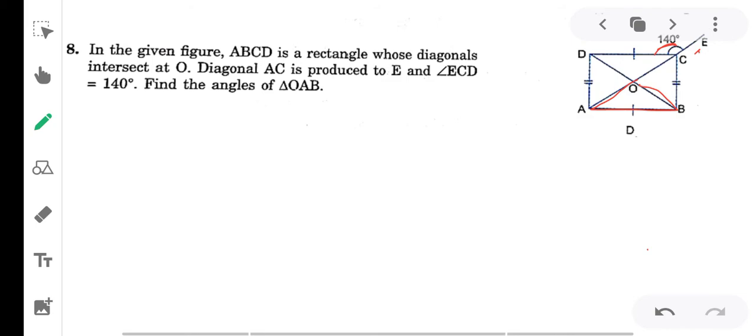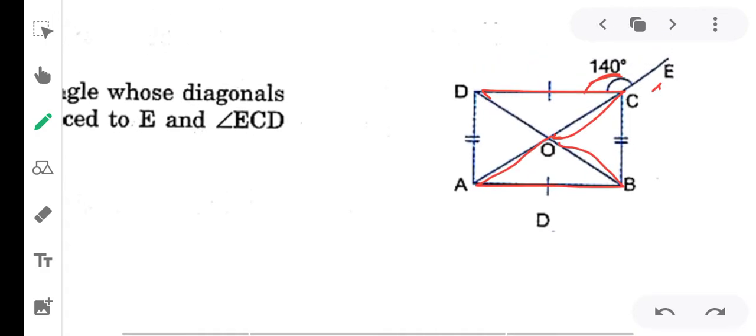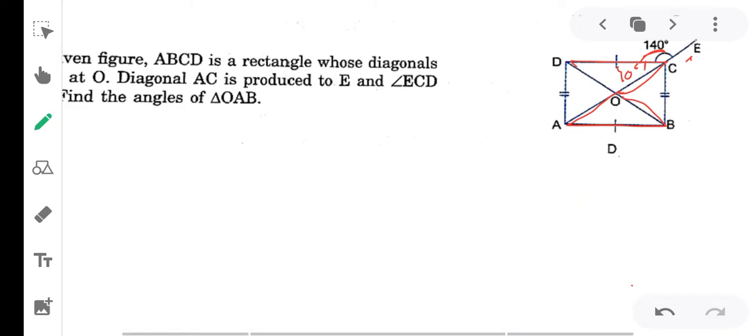Okay, in this line AE is a straight line, so this angle OCE is 180 degrees. This angle is nothing but the sum of angle DCO and angle DCE, right? So this angle will be 180 minus 140, that is 40 degrees. Clear? This angle is 40 degrees. If this is 40 degrees, then this angle will be 40 degrees. Clear?